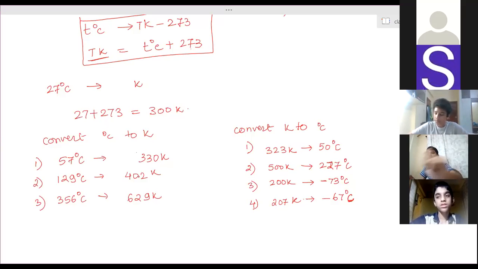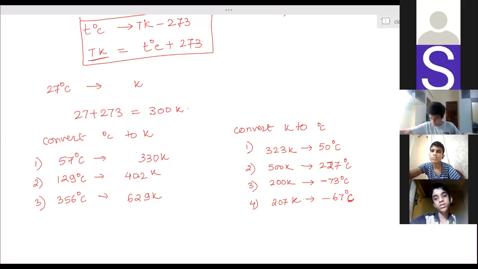Okay. So now this chapter is actually over. Two more points have to be done. One is Brownian movement, and two states of matter, that is plasma and Bose-Einstein condensate. I need to explain that to you, so I will do that next class.